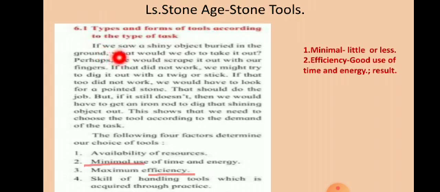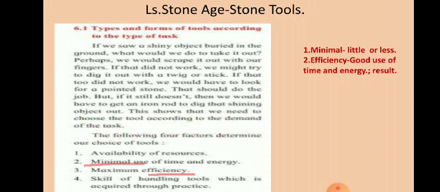If we saw a shiny object buried in the ground, what would we do to take it out? Perhaps we would scrape it out with our fingers. If that did not work, we might try to dig it out with a twig or stick. If that too did not work, we would have to look for a pointed stone. That should do the job, but if it still doesn't, then we would have to get an iron rod to dig that shining object out. This shows that we need to choose the tool according to the demand of the task.